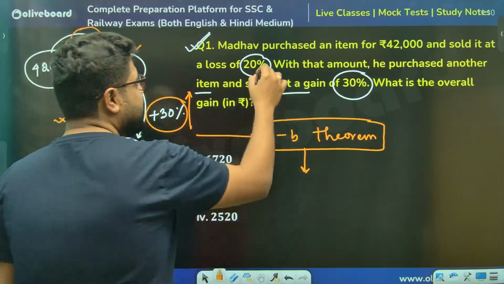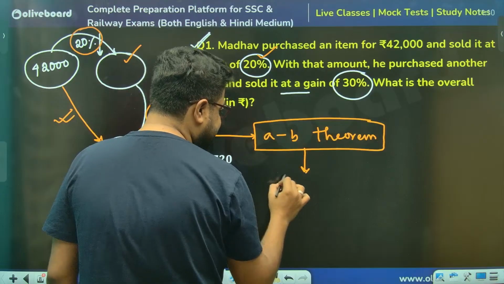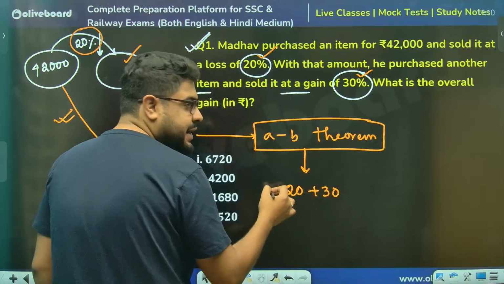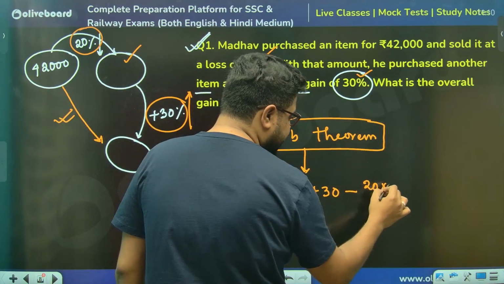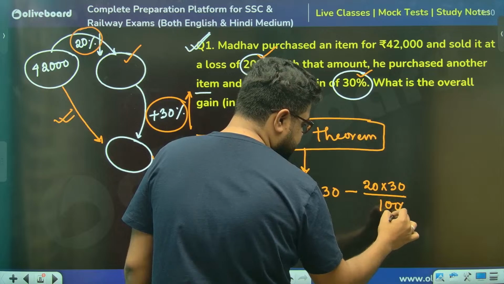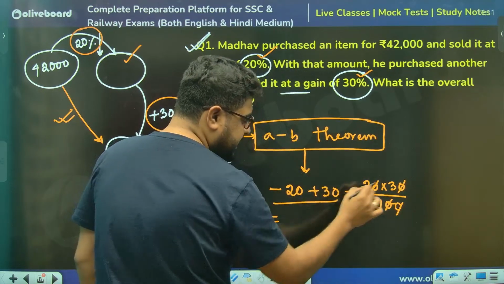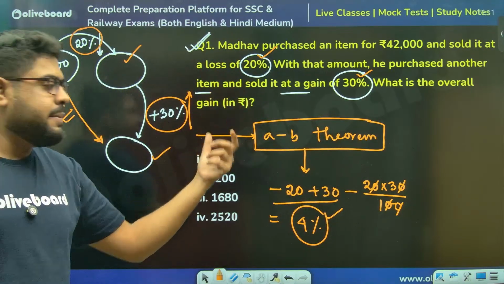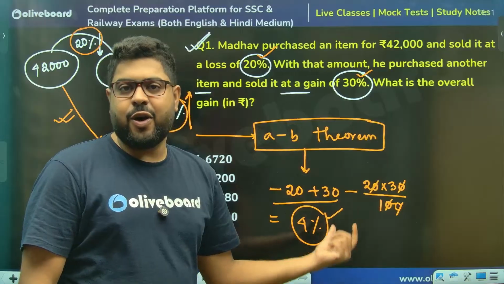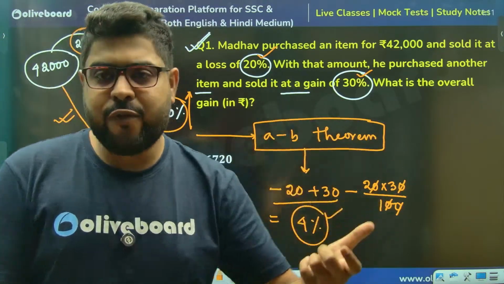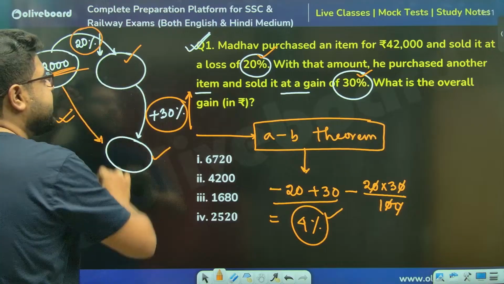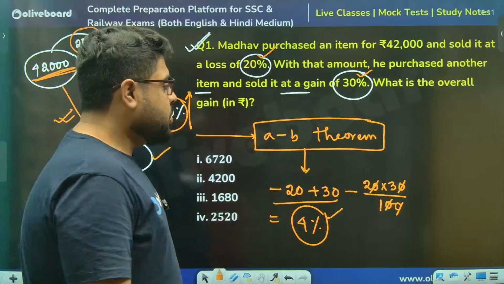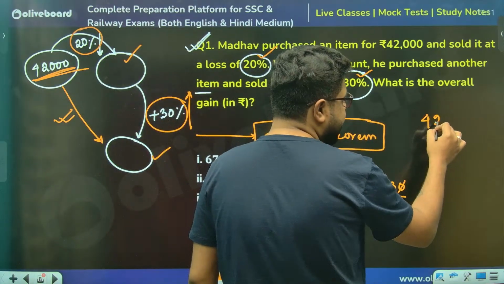So what we'll do, sir? Loss of 20% means minus 20 because loss means negative, and the profit of 30 means plus 30. Plus into minus is minus 20 into 30 by 100, that is minus 6. So it is plus 10 and minus 6, which means 4%. Meaning ultimately this person Madhav will make a plus 4% profit. Now the question is, 4% of what? 4% of whatever was his principal, the CP for the first item. So your answer will be as simple as that.